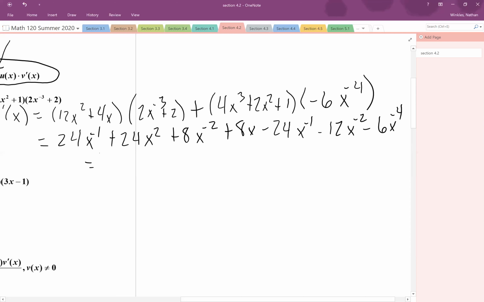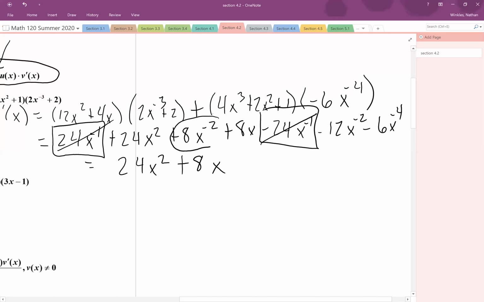Then we want to see, can we combine any like terms? We can combine x to the negative 1 and this one, so they cancel out. We have 24x squared, because there's no other x squared terms. There's no other x terms, so that's going to be a plus 8x. We can combine plus 8x to the negative 2 and minus 12x to the negative 2 to get minus 4x to the negative 2. And then minus 6x to the negative 4. So this would be our derivative here.